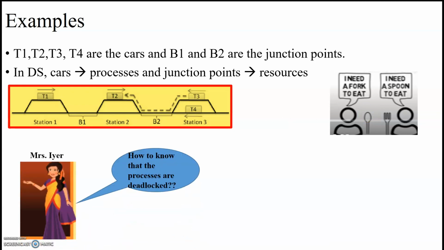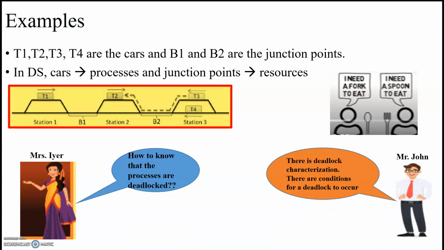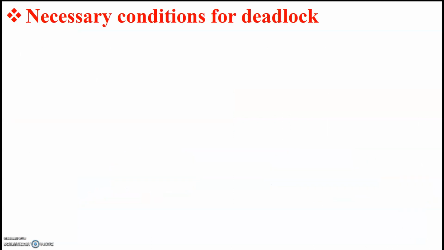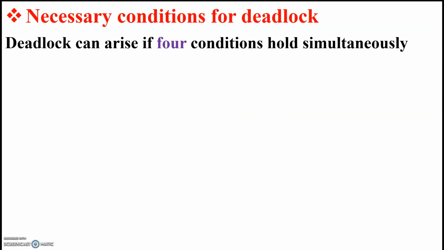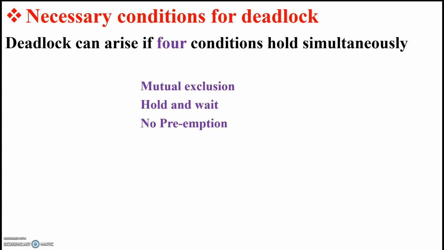So here Mrs. Iyer is very confused and she says, how to know that the processes are deadlocked? So Mr. John says, yes, there is some characterization for a deadlock to occur. There are some conditions for a deadlock to occur. So let us see which are the conditions for a deadlock to occur. So basically there are 4 conditions that for a deadlock to occur, and this should hold simultaneously. First one is mutual exclusion, followed by hold and wait, then comes no preemption, and then comes circular wait.